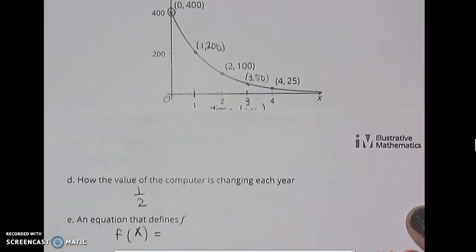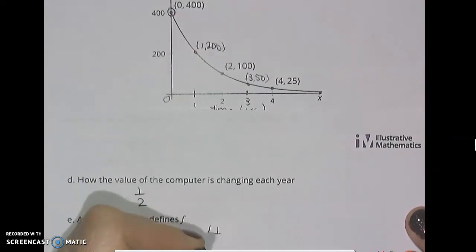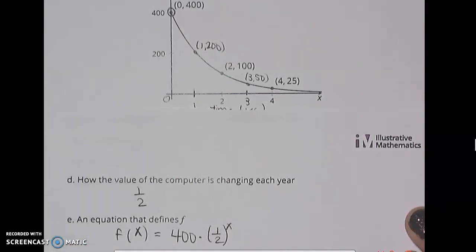So remember, it is an exponential. That means that we need to use our starting value, which was 400, times our factor here, which we came up with as 1/2 because each time it's getting smaller. Okay? And then that's to the x power.